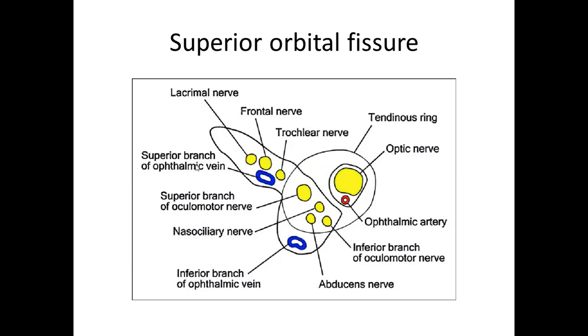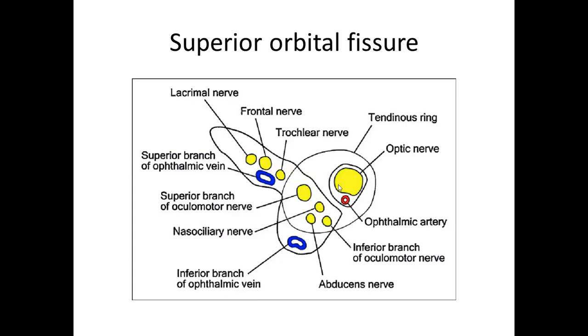And the superior branch of the ophthalmic vein. In the center, it mainly contains the superior and inferior branches of the oculomotor nerve and the nasociliary nerve, which in turn is a branch of the ophthalmic division of the trigeminal nerve, and inferiorly mainly the inferior branch of the ophthalmic vein. Coming to the optic canal, it contains mainly the optic nerve and the ophthalmic artery.